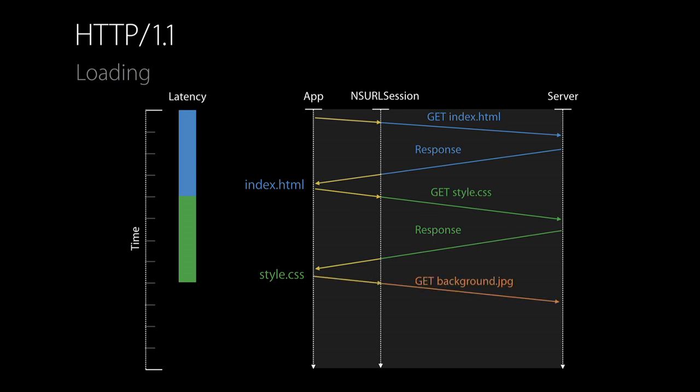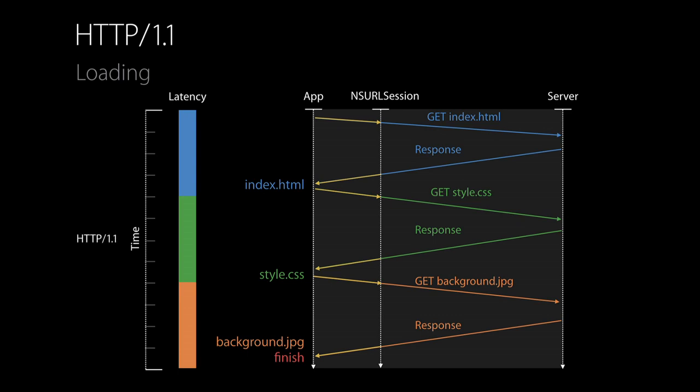Here, the application will make the final task resume and request background.jpg. We get the response from the server, and here we've got background JPEG. Our application is now finished with its network loading, and we look at the graph, we see this is our total latency cost for an HTTP 1.1 load.